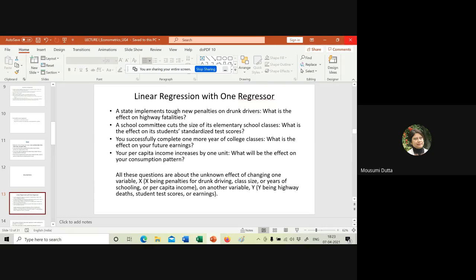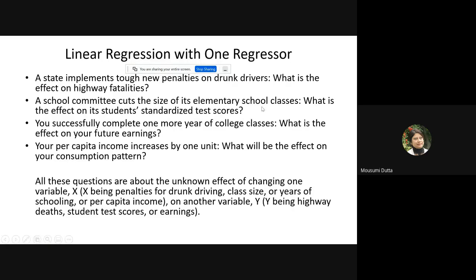Before going to the assumptions, just a few examples that may help you to understand; it's not very special. A simple model cannot give us anything. So this is the kind of research question we would like to handle. A state implements tough new penalties on drunk drivers. The question is, what is the effect on highway fatalities? So, the effect of tax or penalties on highway fatalities.